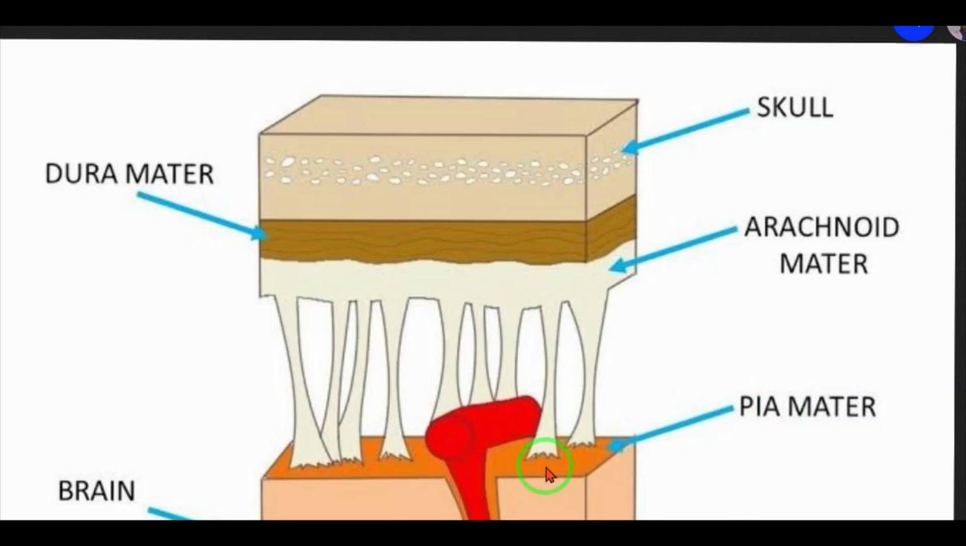Pia matter is the innermost layer, a thin, delicate membrane which is supplied with blood. So this layer supplies blood. This is the thin, innermost layer. These three meningeal membranes, dura matter, arachnoid matter and pia matter, protect the brain from mechanical injury.